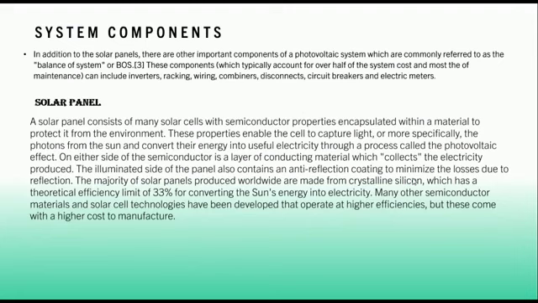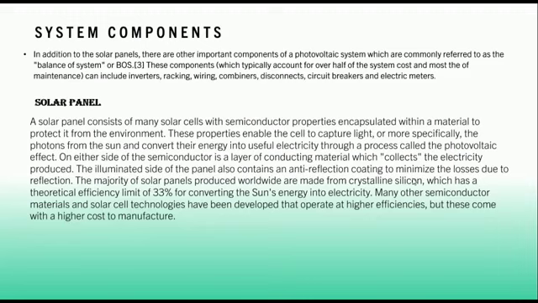In addition to the solar panels, there are other important components of a photovoltaic system which are commonly referred to as balance of system or BOS. These components, which typically account for over half of the system cost and most of the maintenance, can include inverters, racking, wiring, combiners, disconnects, circuit breakers, and electric meters.